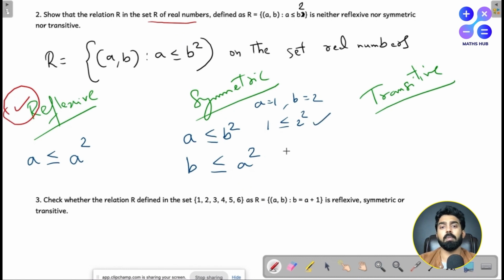That's correct. But is 2 less than or equal to 1 squared? No. So this itself proves that this is not a symmetric function, right? And you could come up with more and more examples if you want.